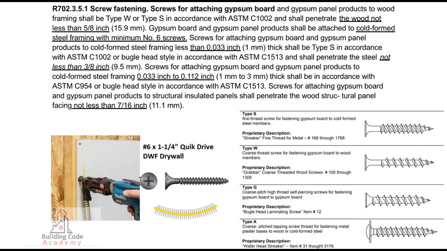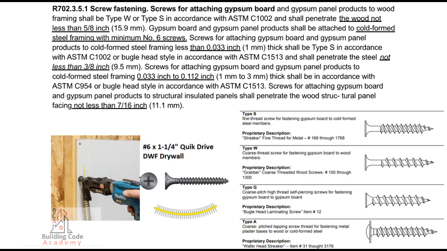R702.3.5.1 Screw fastening. Screws for attaching gypsum board and gypsum panel products to wood framing shall be type W or type S in accordance with ASTM C1002 and shall penetrate the wood not less than 5/8 inch, 15.9 mm. Gypsum board and gypsum panel products shall be attached to cold-formed steel framing with minimum number 6 screws.